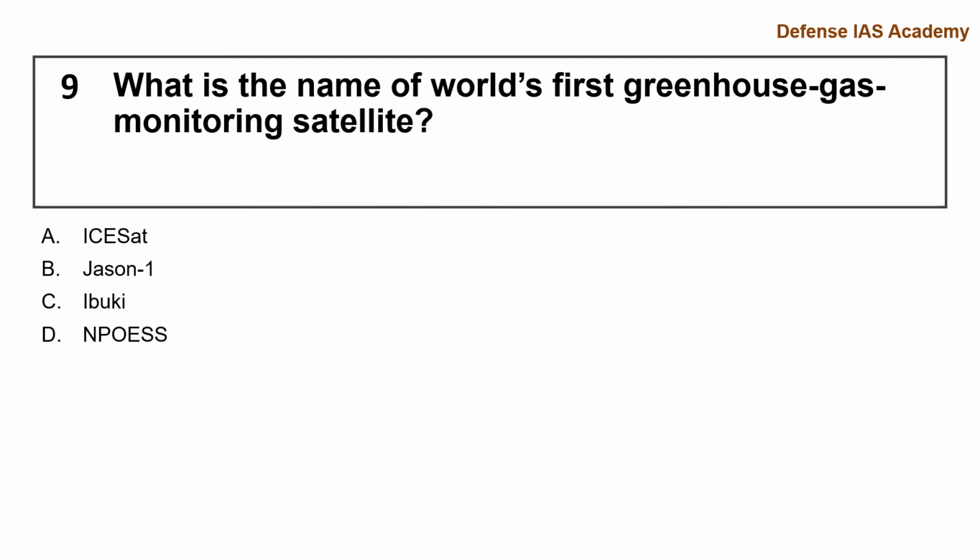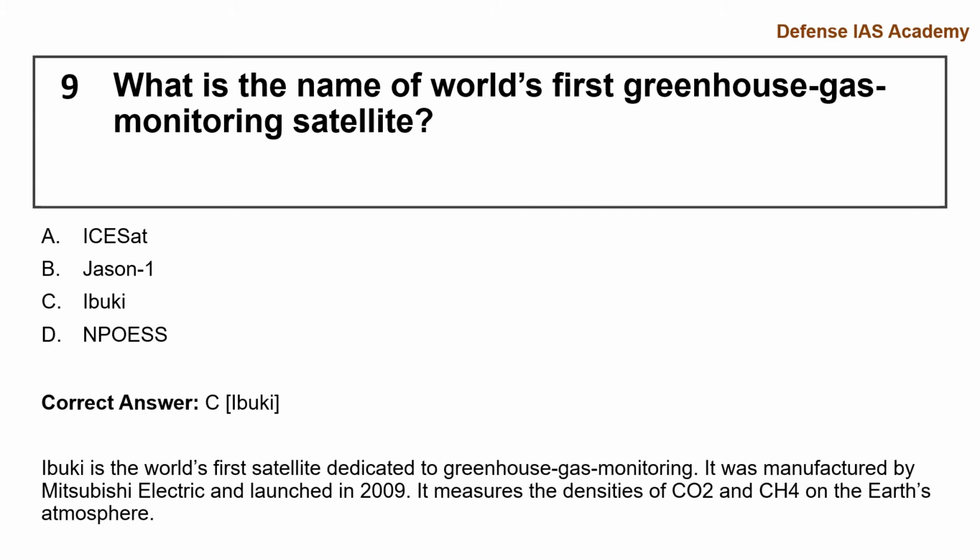Question number 9. What is the name of the world's first greenhouse gas monitoring satellite? The correct answer is option C, Ibuki. Ibuki is the world's first satellite dedicated to greenhouse gas monitoring. It was manufactured by Mitsubishi Electric and launched in 2009. It measures the densities of CO2 and CH4 in the Earth's atmosphere.